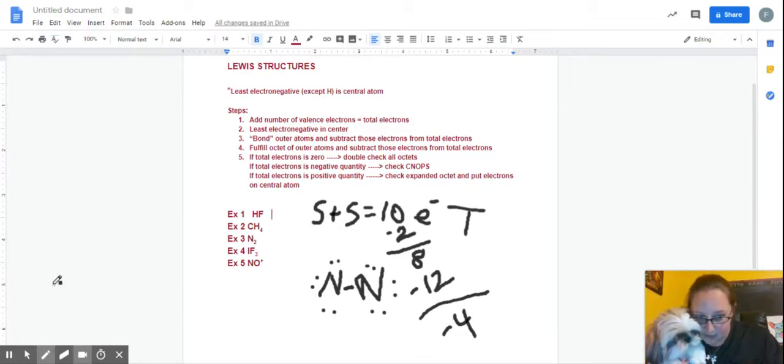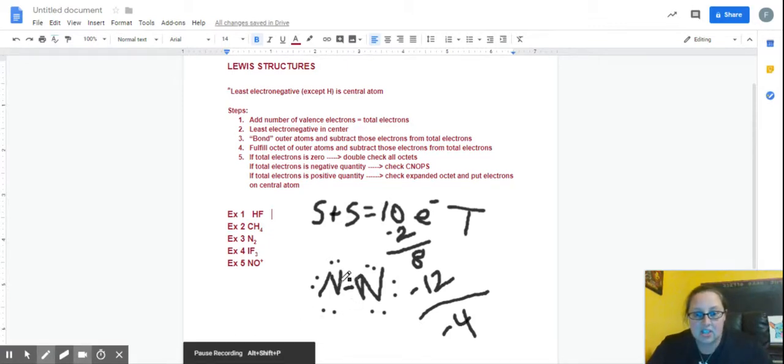Say, hey, Roo. All right, so anyway, we have nitrogen, and let's try a double bond.